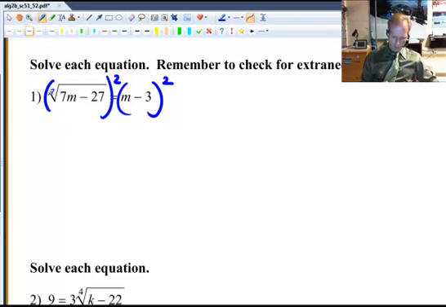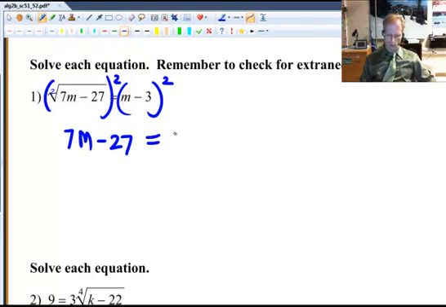Because when you're having a radical equation involving square roots, it means the index is 2, and you always raise both sides to the same power as the index. That's going to cause the radical on the left to drop out, and on the right I'm going to have to FOIL. And when I FOIL, I'm going to get m squared minus 6m plus 9.